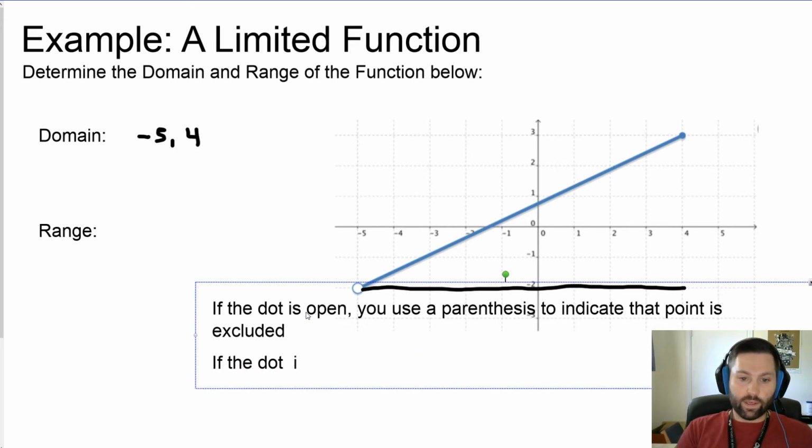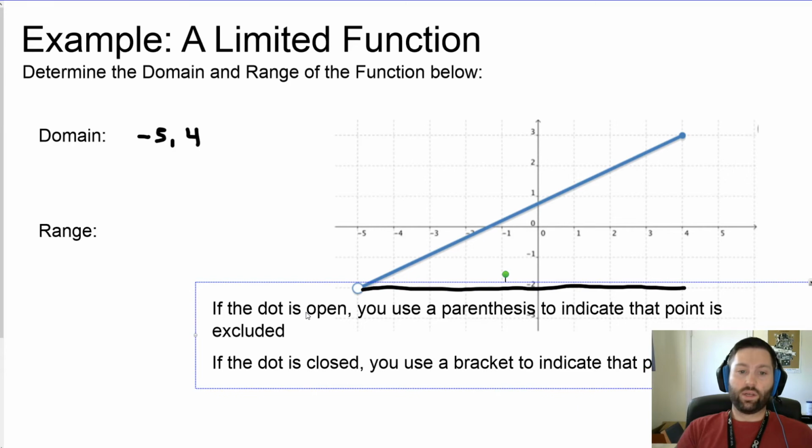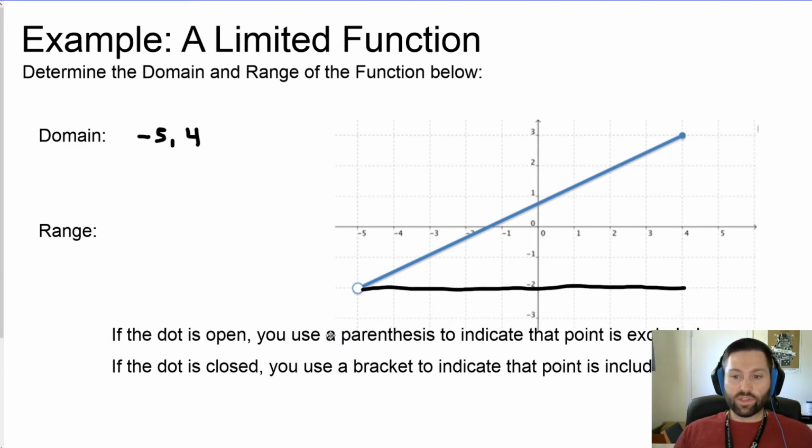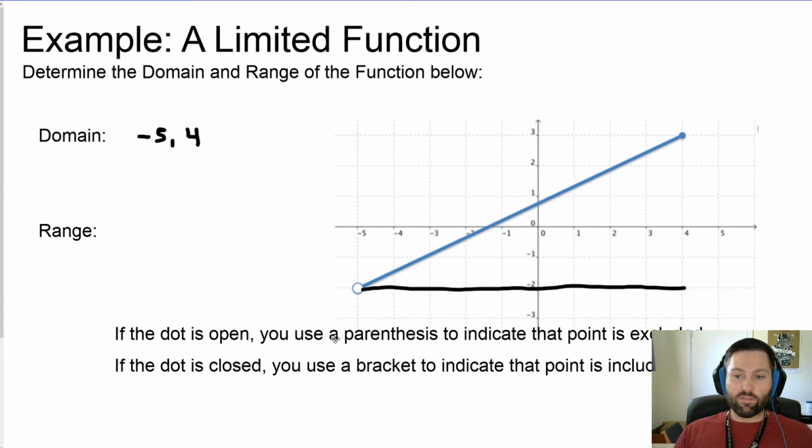If the dot is closed, you use a bracket to indicate that point is included. So the reason that I used a parentheses with infinity is because infinity is not a point that I can actually go to. It's an idea. We can't put a point on infinity. So because we can't put a point on infinity, we have to say it's quote unquote excluded. That is why I use a parentheses for that.